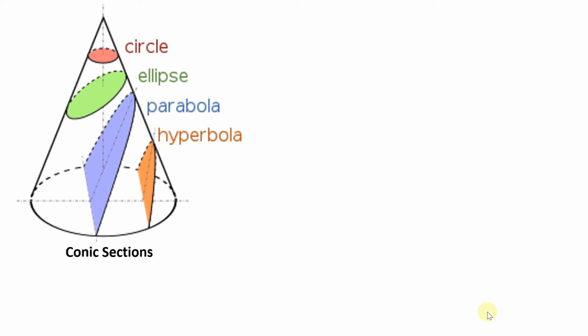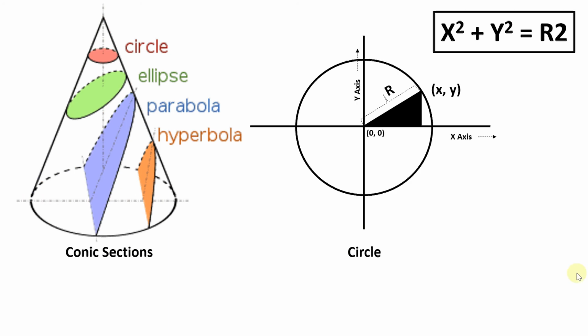So here is a cone. You might remember something called conic section. So when you take a horizontal slice of a cone, what you see from the top is a circle, right? And so this is what a circle looks like, and these are the mathematical properties.